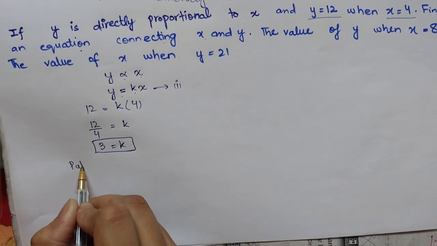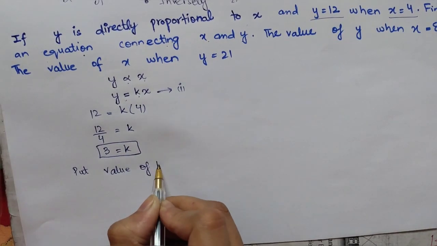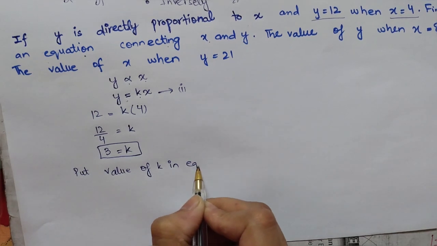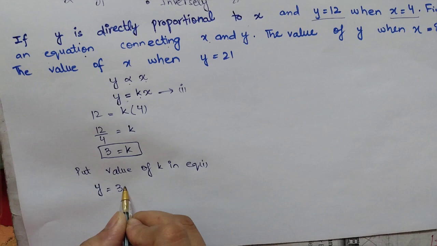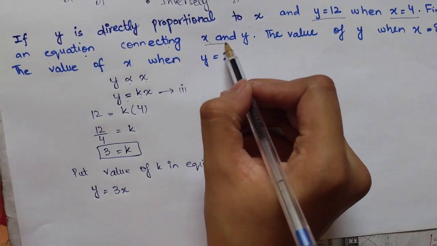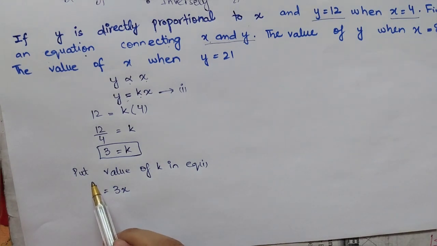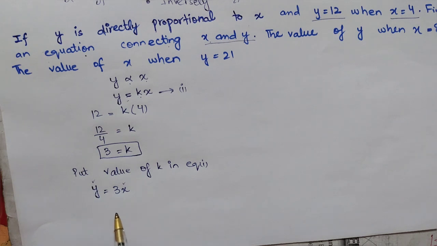You can say put the value of k in equation 1. It becomes y is equal to 3x. This is your equation connecting x and y. In this equation there is y and there is x. So this is your equation which connects x and y in the form y is equal to 3 of x. It means if you multiply x by 3, you will get y.